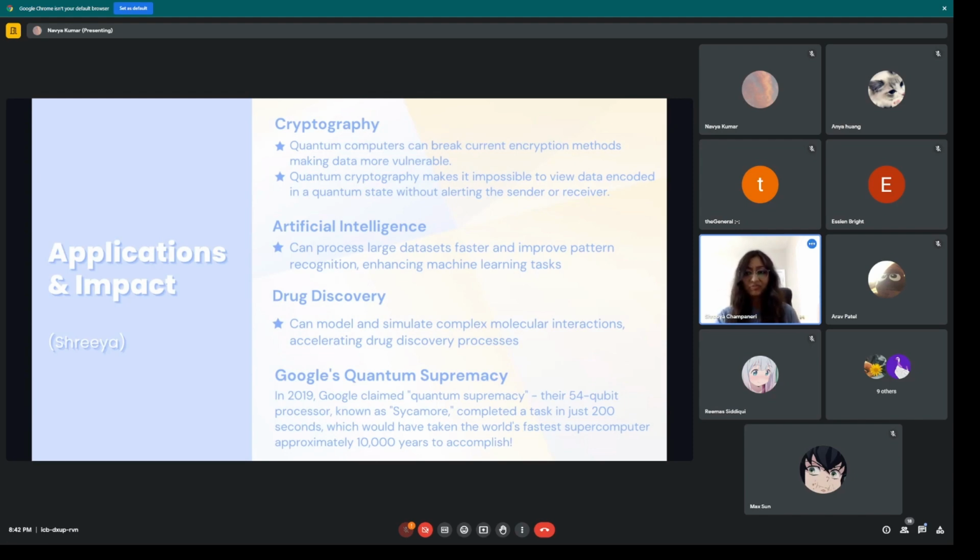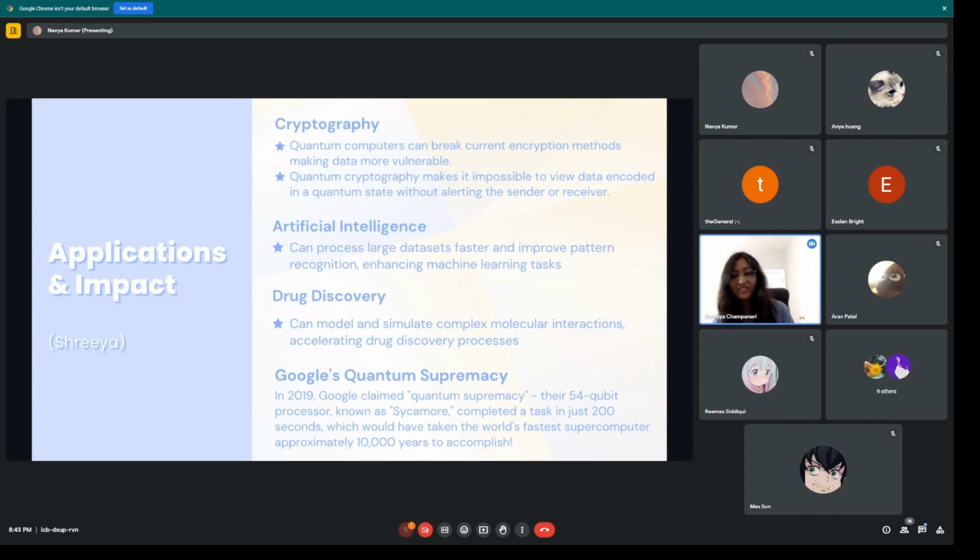So while quantum computers do have the power to shake up security, they also hold the key to making digital communication safer. Quantum computers can also process large data sets faster and improve pattern recognition, enhancing machine learning tasks in AI, which is also a rapidly advancing field with things like ChatGPT. And quantum computers can also model and simulate complex molecular interactions, accelerating drug discovery processes, and this can lead to faster development of new medicines and treatments, positively impacting the healthcare field.